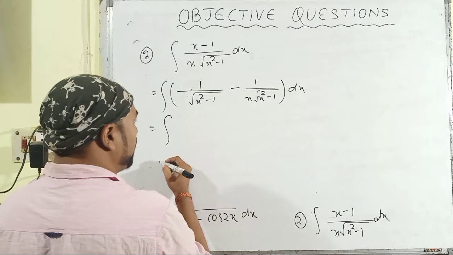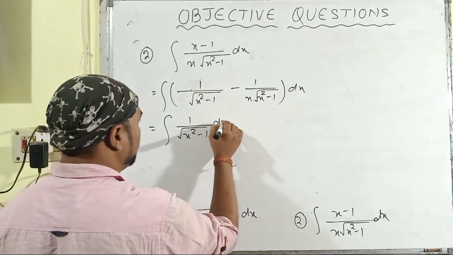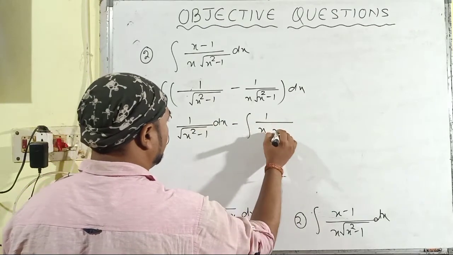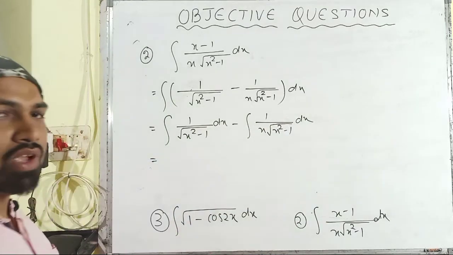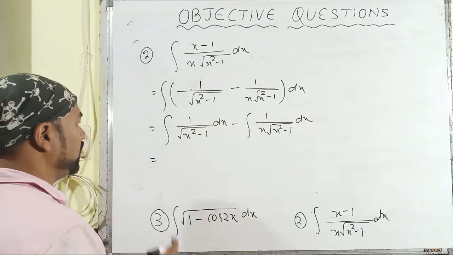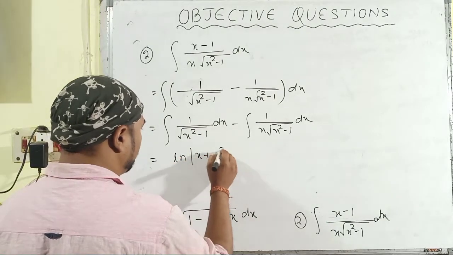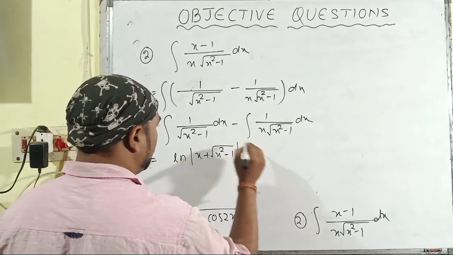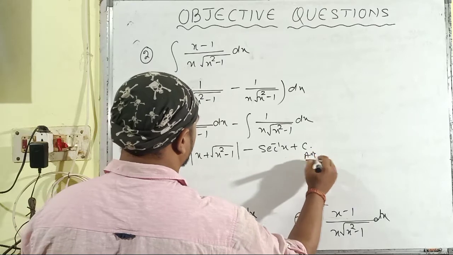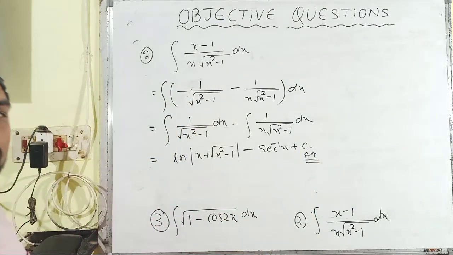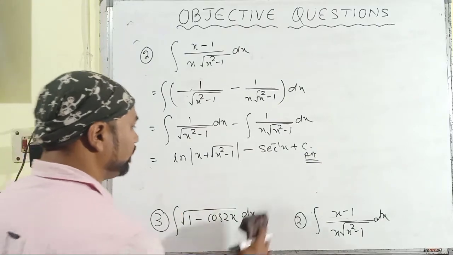Then again by using the algebra of integration, and by putting the standard integral formula here, we have ln modulus of x plus square root of x square minus 1 minus sec inverse x plus c, and here it is the answer for problem number 2. Then proceeding towards the third bit.